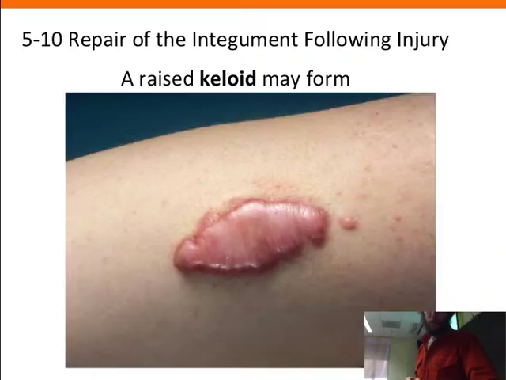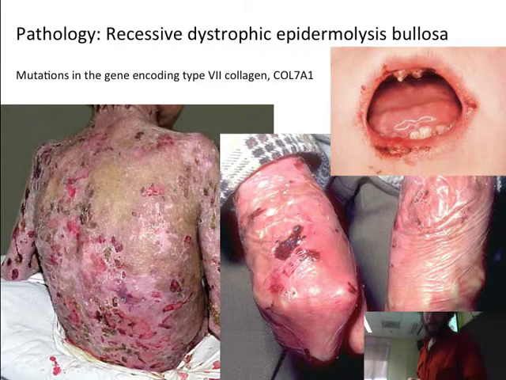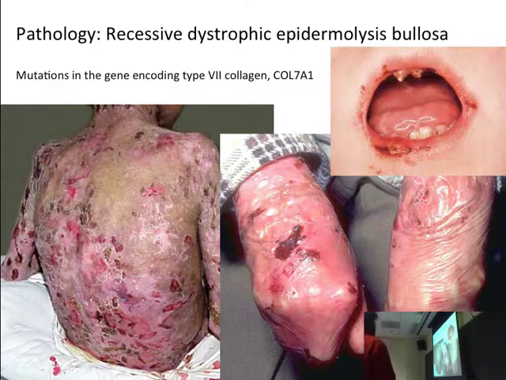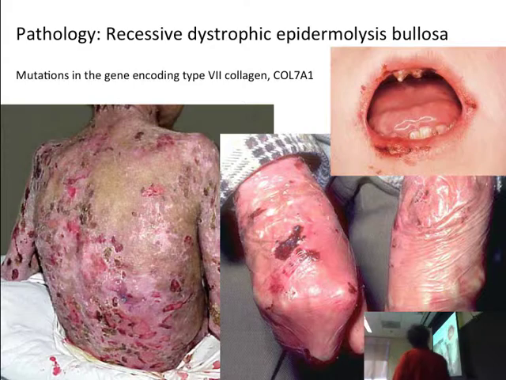All right, I'm going to skip repair of the integument because I want to tell you, get ready for this one, about this story. This is the pathology right at the end of class, so I made it. Recessive dystrophic epidermolysis bullosa. There are so many things that can go wrong with your skin. It's amazing. But this is one of the more disturbing of them. There's a mutation in the collagen 7 gene that leads these people to spontaneously form blisters on their skin.